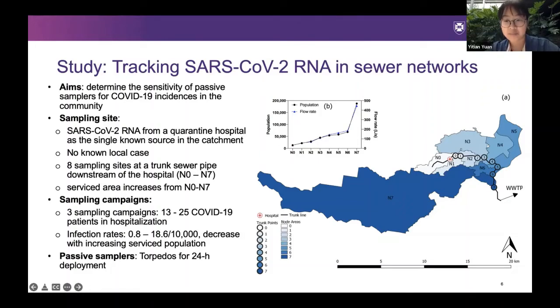I see a question from the audience. Is the torpedo sampler commercially available? Yes, it's designed by Professor David McCarthy at Monash University. So you can contact Professor David for this torpedo sampler.